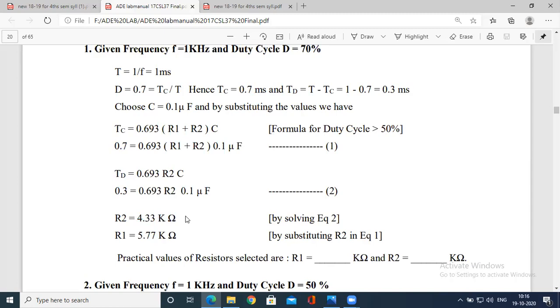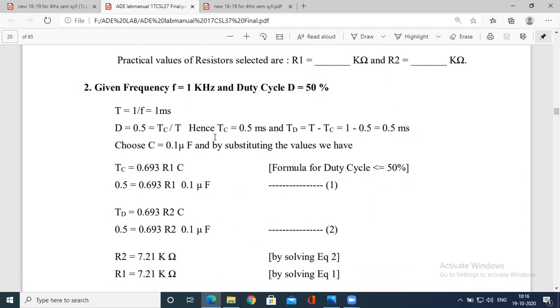Fine. So now we have found the values for R1 and R2 for the case of duty cycle greater than 50%. Similarly, if the given frequency f equals 1 kilohertz and the duty cycle is exactly 50%, calculate T. What is D? D is the duty cycle. Since it is 50% given, it is 0.5. So you can calculate TC. TC by T equals 0.5 millisecond. Calculate the discharge time: T minus TC equals 1 minus 0.5 millisecond.